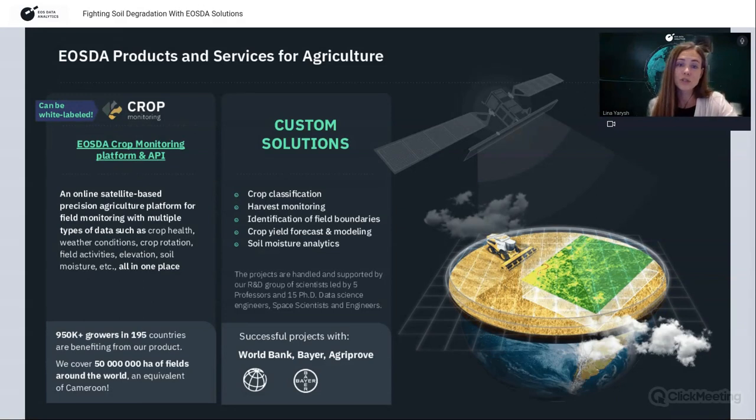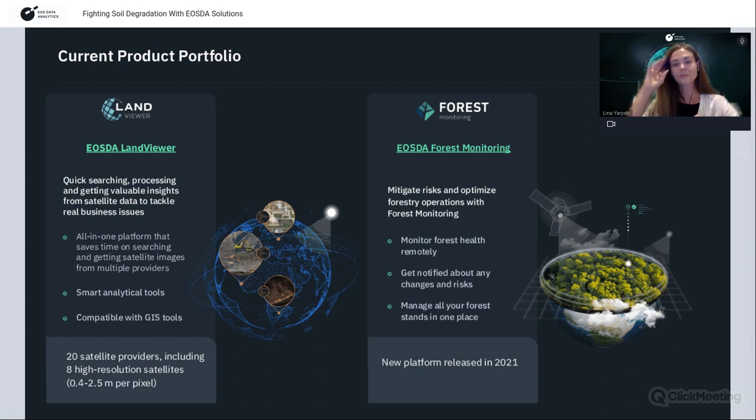We provide custom solutions in this regard. Customers are sometimes interested in crop classification, harvest monitoring, yield forecasting modeling, and soil moisture analytics. This is something that we provide on demand, and we are working to make it out of the box. If we talk about the crop yield model and forecast, we're really excited. Probably this quarter, we'll launch an add-on functionality that will forecast your yield. So we are working to make all the services out of the box.